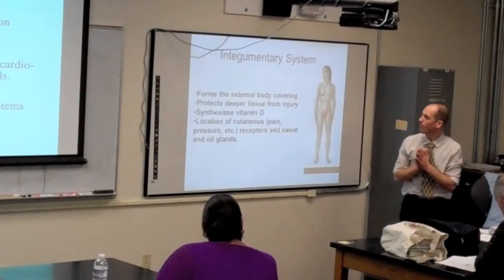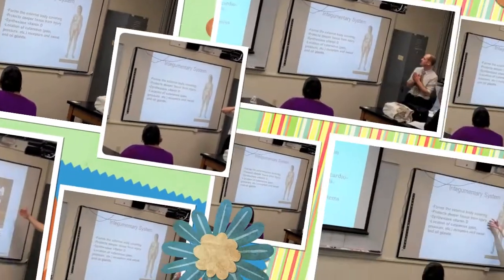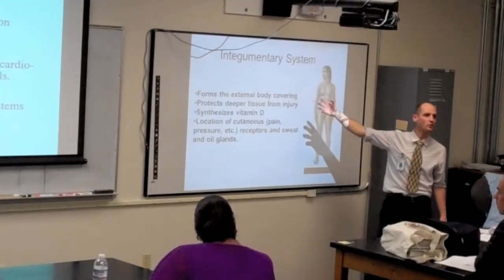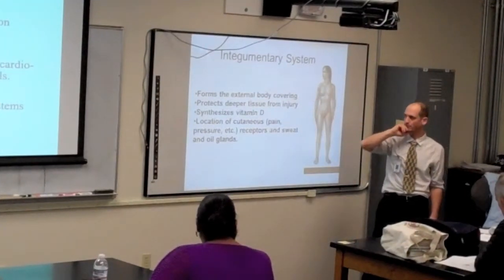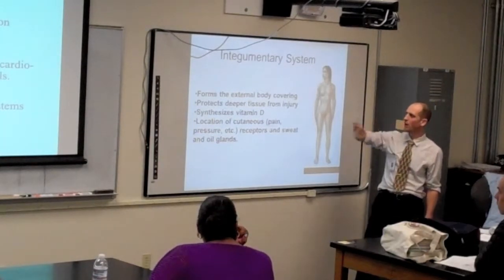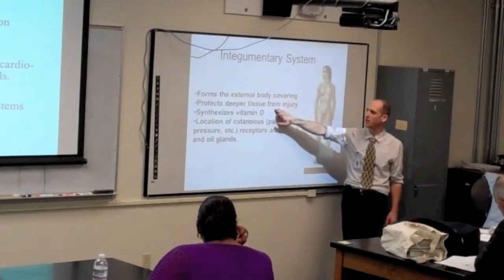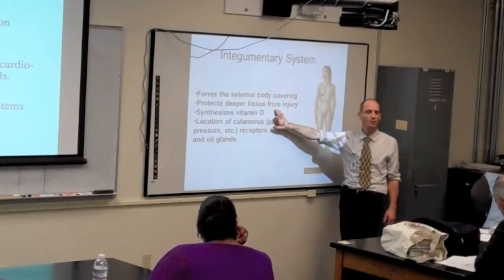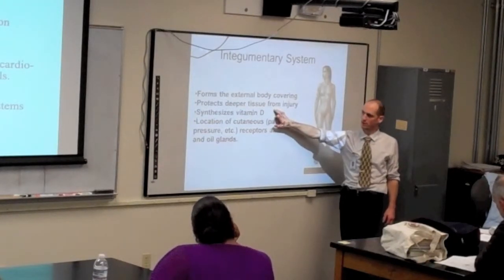First one I want to poke at is the integumentary system. It's the biggest, it's the largest organ we have in the body. It covers us externally. That does a few things. It protects deeper tissue and organs from injury, but also from any other invader.